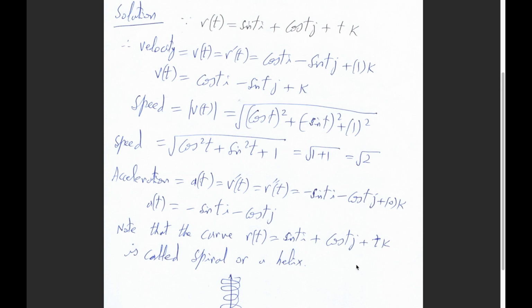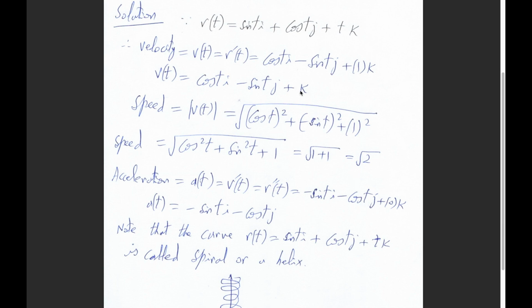Now for acceleration, we denote it with a(t). What was acceleration? Acceleration is the first derivative of the velocity vector, the second derivative of the position vector. So now here we find the velocity vector. This cos t i was your velocity. If you take the derivative of cos t, it will be minus sin t. If you take the derivative of sin t, it will be cos t.